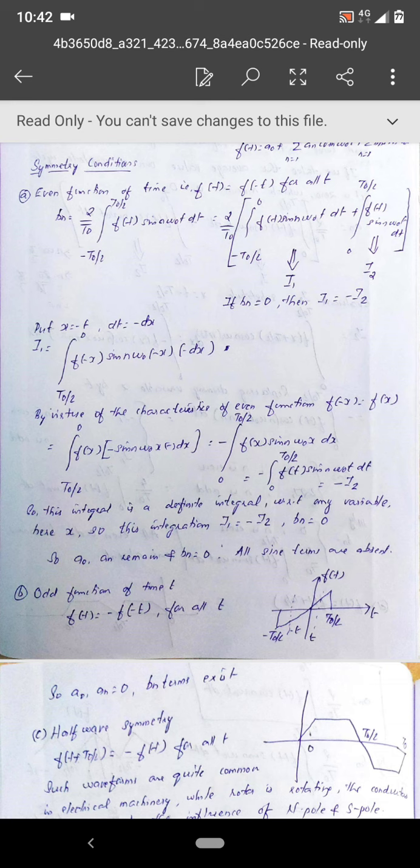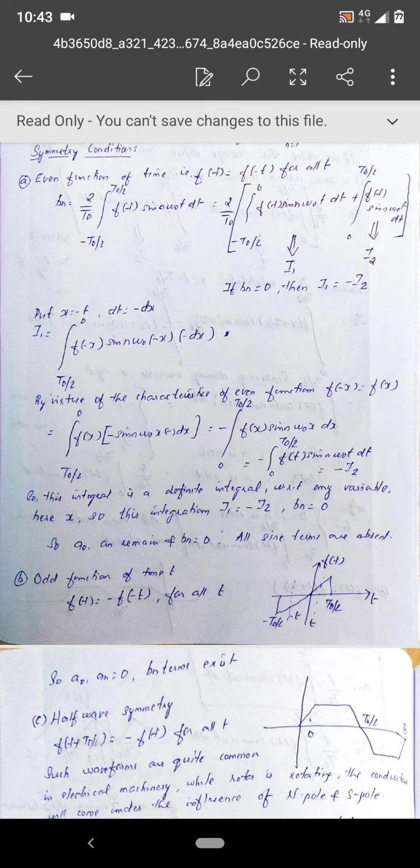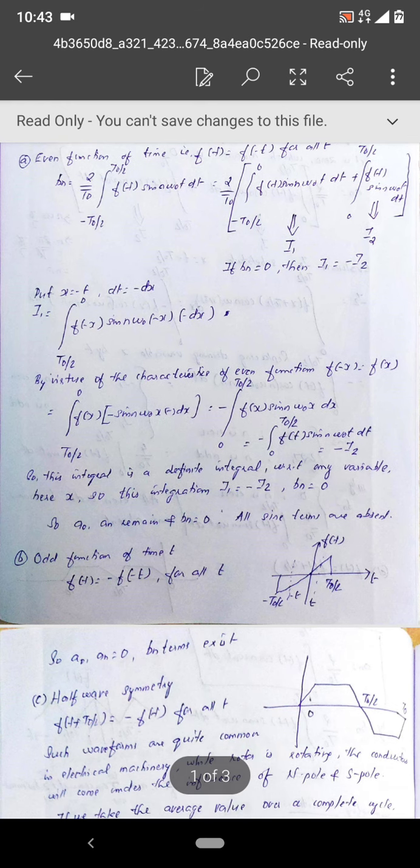So from T0 by 2 to 0, the integration of f of, instead of t I substitute, f of minus x sine n omega naught, instead of t I substitute minus x, then minus dx. And I have two minus signs. By virtue of the characteristics of an even function, f of x is an even function, so f of minus x should be equal to f of x. So instead of f of minus x, I can substitute f of x, and the remaining terms are as such. Now I can take that minus sign outside. Two minus signs are coming, so that becomes positive.